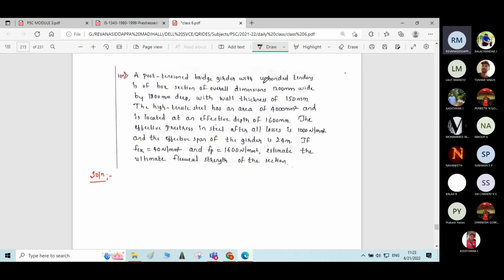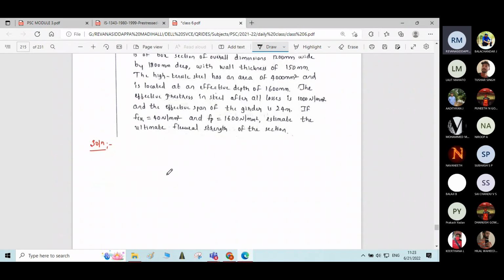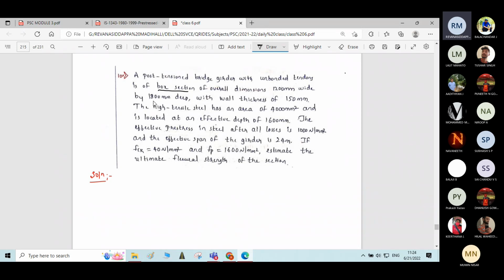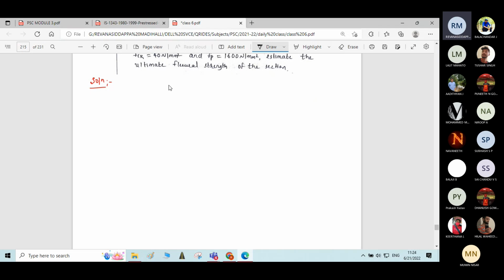is of box section of overall dimensions 1200 mm wide and 1800 mm deep. Okay, overall dimensions are given, with wall thickness of 150 mm. Let me write the diagram for the same. He says that it is of a box section, with 1200 mm wide and 1800 mm deep, with thickness of wall as 150 mm. Let us write a box section now.